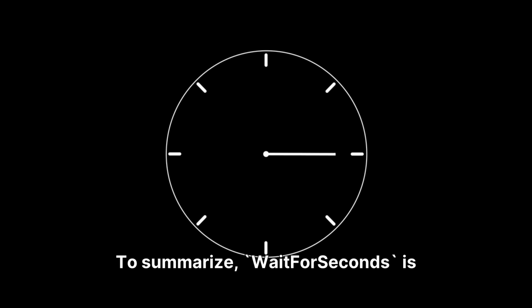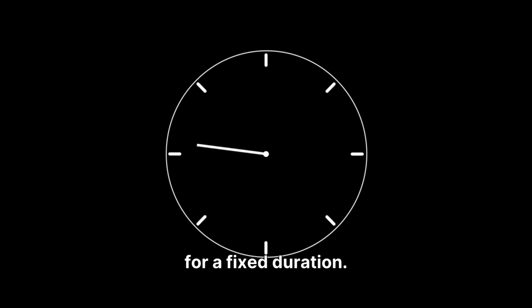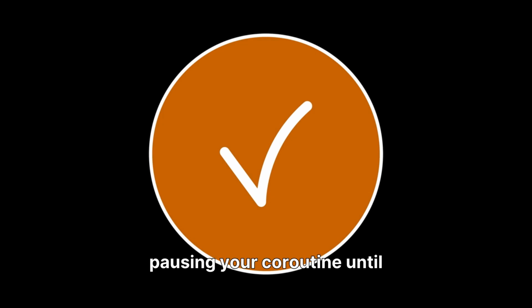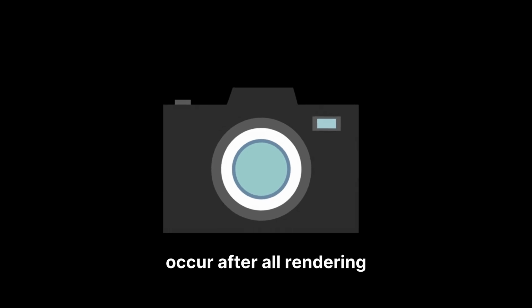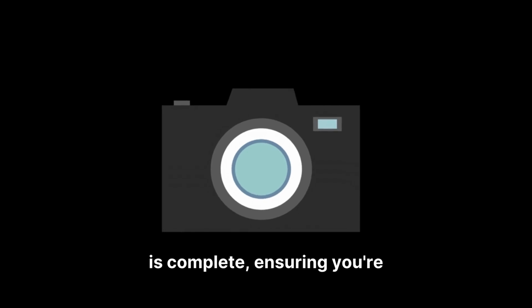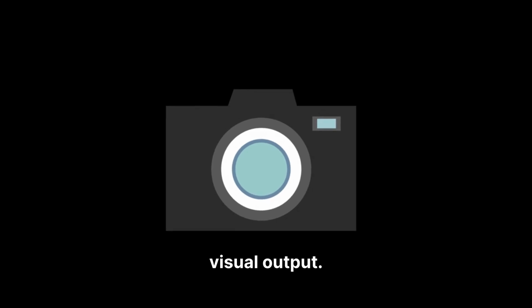To summarize, WaitForSeconds is your go-to for simple, time-based delays, pausing execution for a fixed duration. WaitUntil provides flexible control, pausing your coroutine until a specific, dynamic condition becomes true, perfect for event-driven logic. And WaitForEndOfFrame is essential for tasks that must occur after all rendering is complete, ensuring you're working with the final visual output.